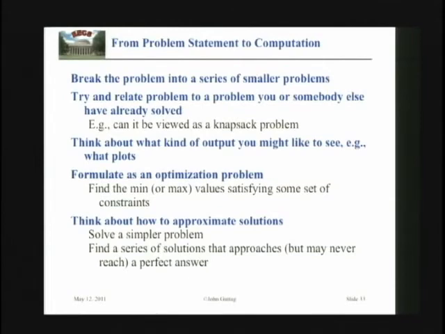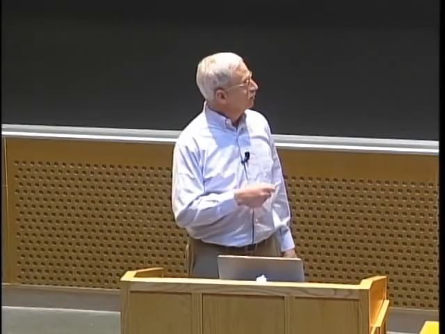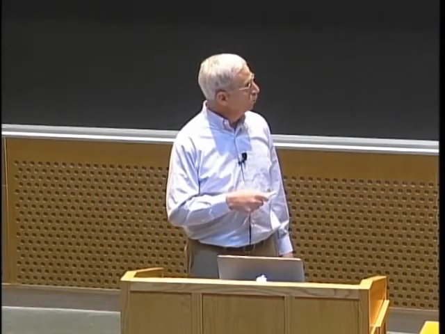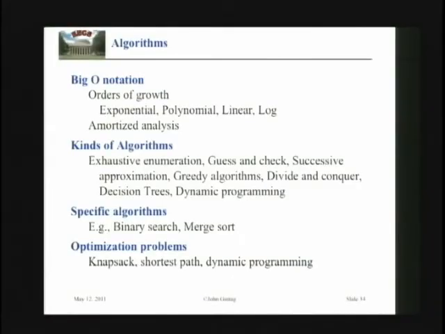Sometimes you're just not going to be able to solve the problem you want to solve. So you'll find a solution to a simpler problem, and that will be good enough. Sometimes you can actually solve the problem by finding a series of solutions that approaches but may never reach a perfect answer. Probably in the third week of the course, we looked at Newton's method as an example of that kind of problem. And then there are algorithms.